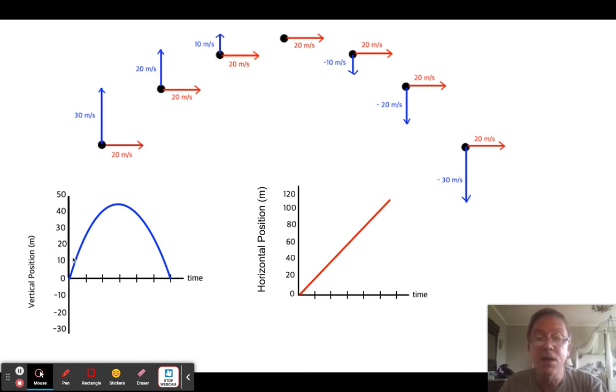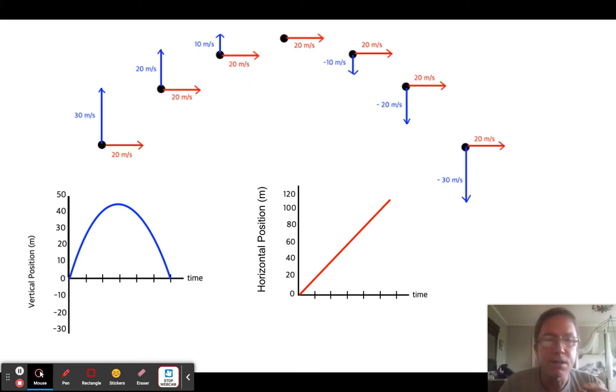Remember, in a position versus time graph, the slope is the velocity, right? So I see I have a high velocity here, 30 meters per second, and then 20, and then 10, and now it's flat. It's got 0. Now it's negative 10, negative 20, negative 30, if I was to take those slopes. If I look at horizontal velocity, the slope should never change because the velocity never changed. So I get a slope of 20 meters per second throughout the entirety of its time in the air.